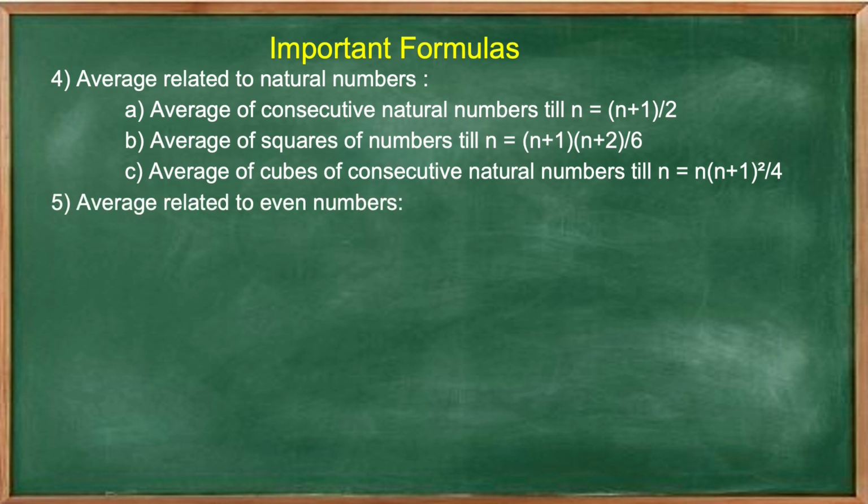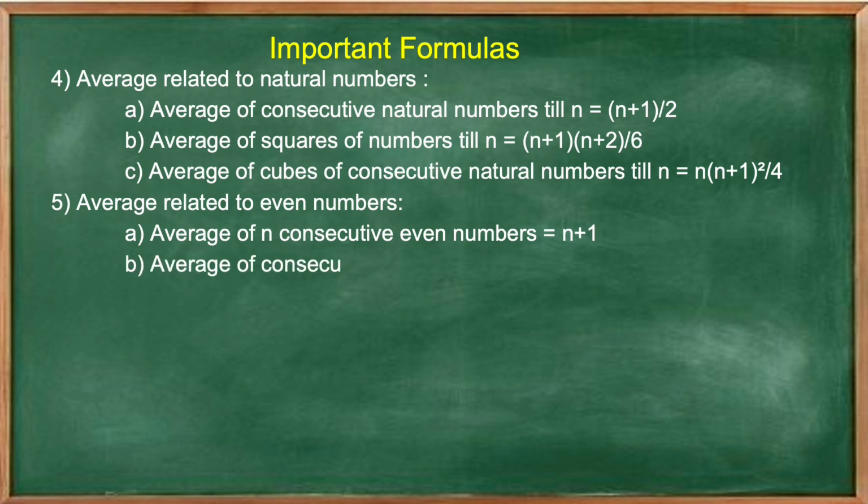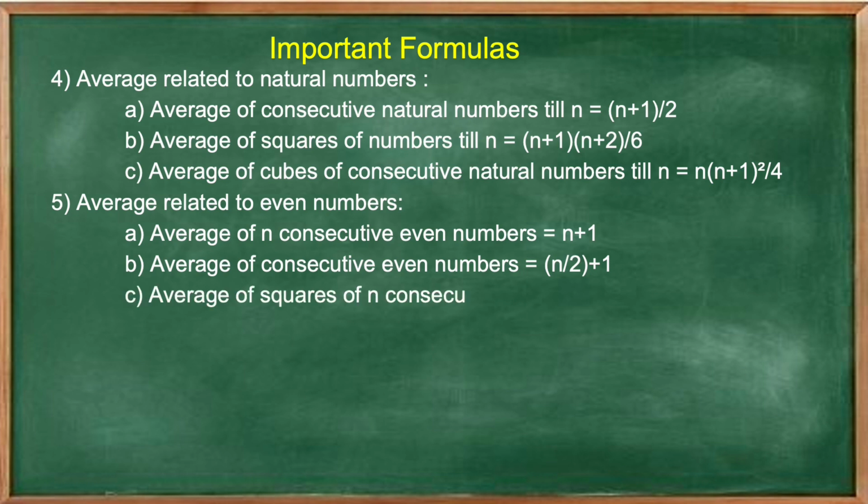Formula number 5. Average related to even numbers. A. Average of n consecutive even numbers is equal to n plus 1. B. Average of consecutive even numbers till n is equal to n divided by 2 plus 1. C. Average of squares of n consecutive even numbers is equal to 2 into (n plus 1) into (2n plus 1) divided by 3.